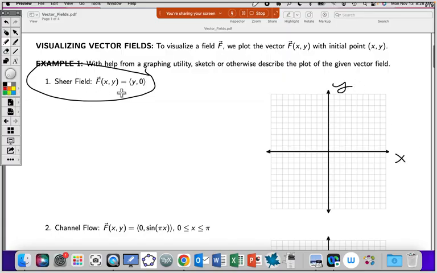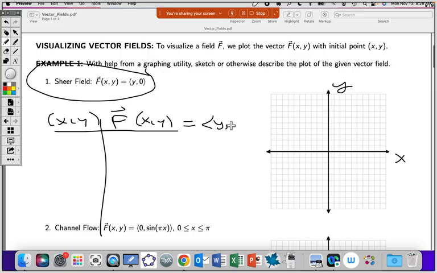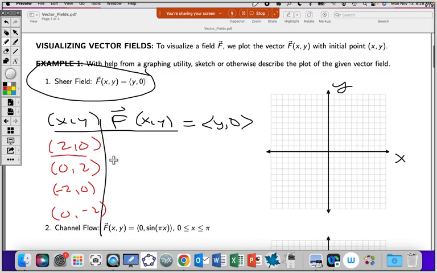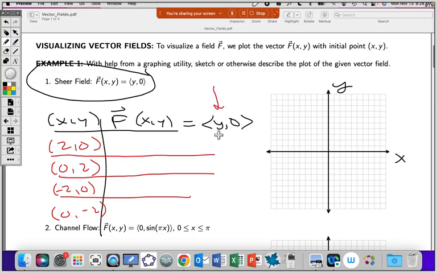What you would do is you would just plug in different values for x and y, and then you would get your vector out. So if we had, say, x and y here, notice our field is just y comma 0. So for example, if you plug in some points like 2, 0, 0, 2, negative 2, 0, 0, negative 2, each of these points would then spit out a vector. But notice the vector just gives you the y coordinate in the x component.